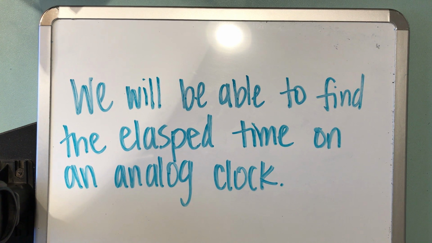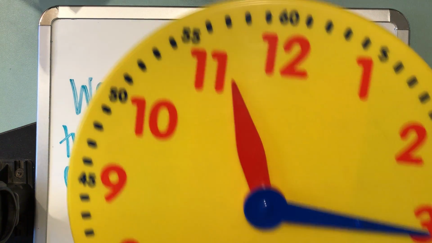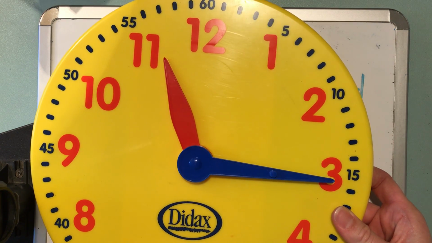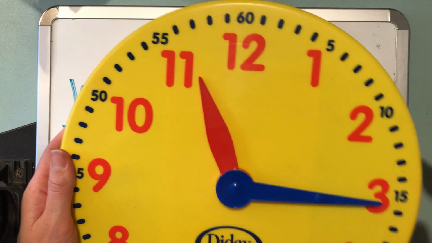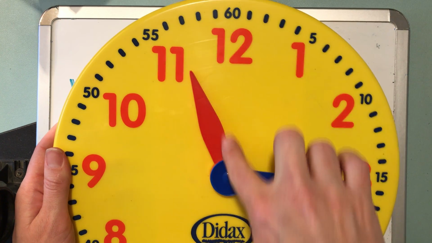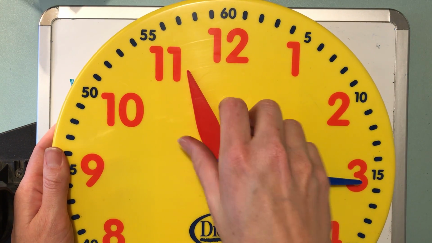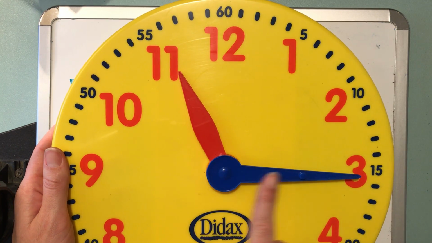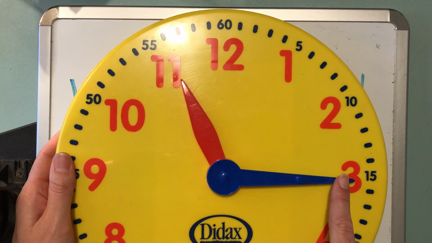Hi everybody. So last week we learned about the analog clock and telling time on the analog clock. So this is what an analog clock looks like, in case you forgot. And if you remember, the shorter hand is the hour hand, okay? And so these numbers right here show what hour it is. The longer hand is the minute hand, okay?